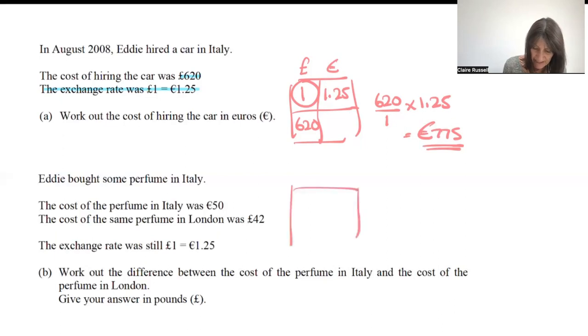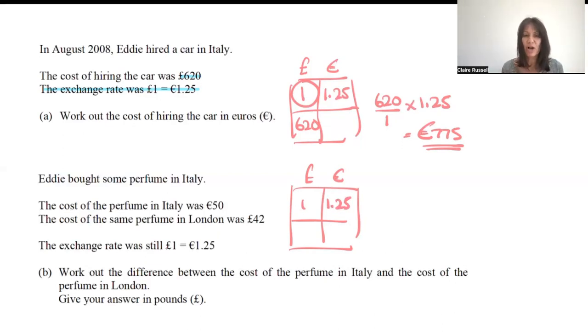So for part B, I'm literally setting up the exact same thing. This time they're talking about the cost of perfume in Italy being 50 euros and 42 pounds, and we're trying to work out the difference. So I've either got to change everything to euros or pounds, but when I read on, it does say give your answer in pounds. So it would be much, much more sensible to just go straight into changing into pounds.